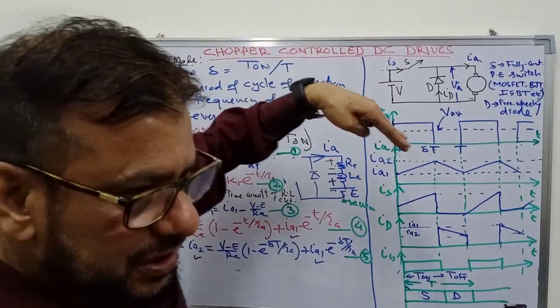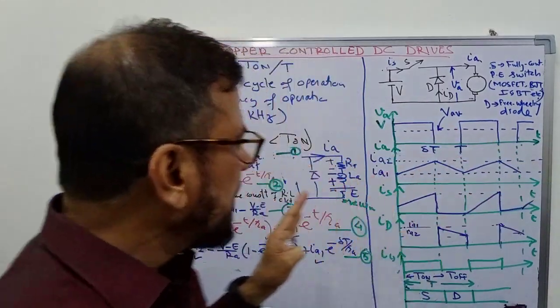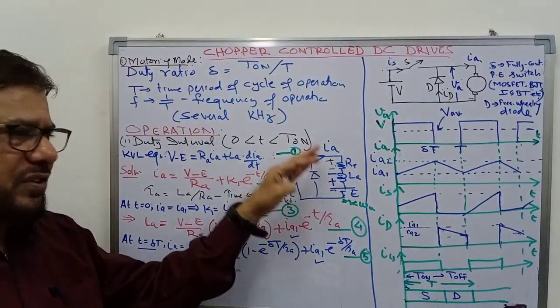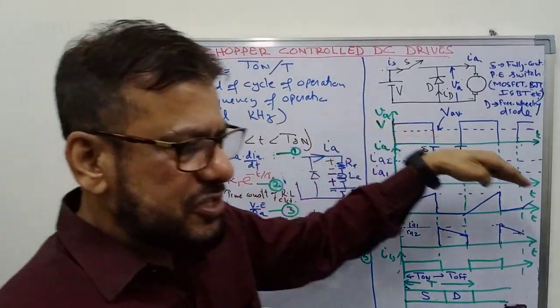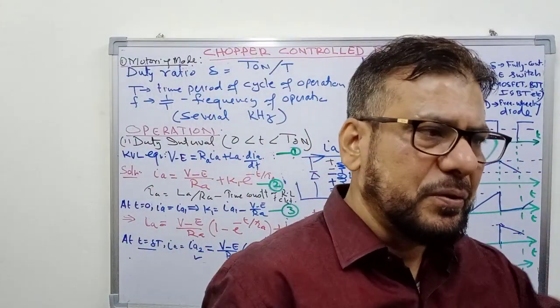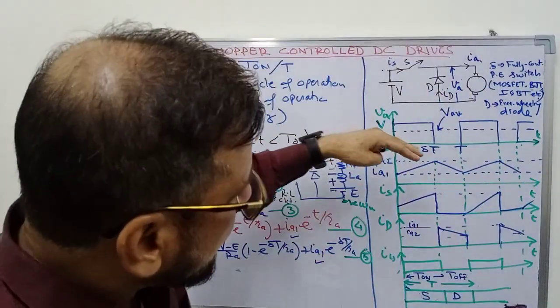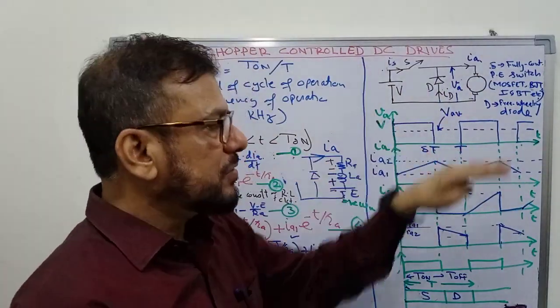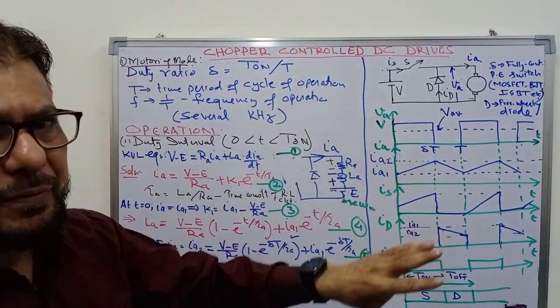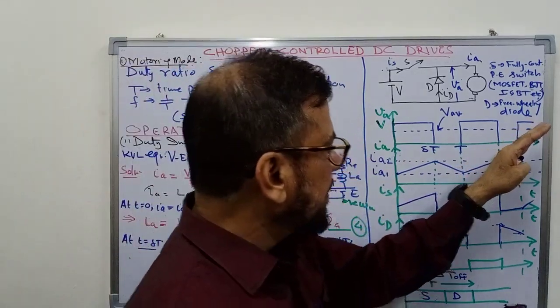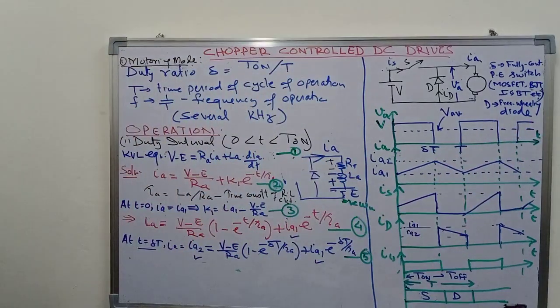So during this interval, the current will start decreasing, and if you don't close the switch again, the current will finally reach the value equal to 0. But before the current reaches 0, we again turn on the switch and the cycle will repeat. Again the current will start increasing. So this is the whole operation.